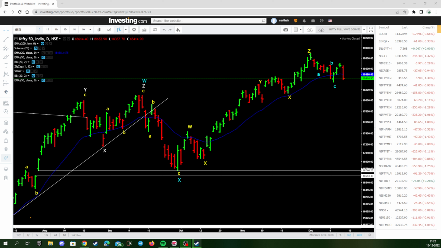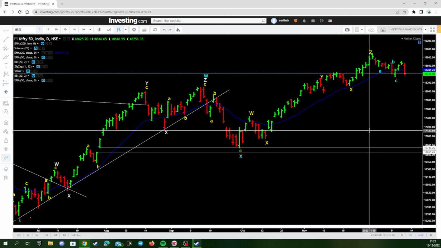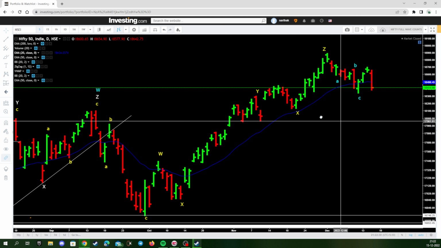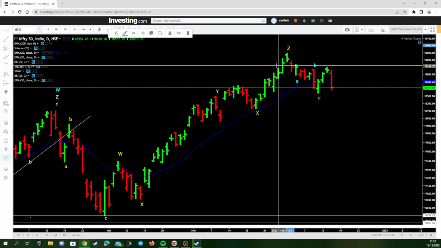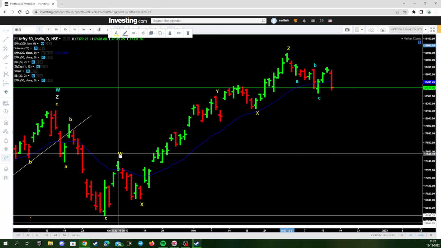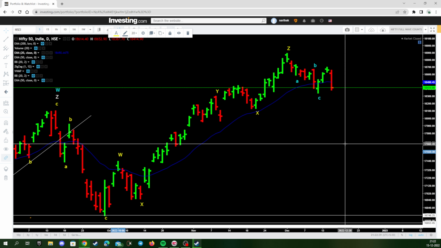Right now, I have this chart of Nifty 50, and this is a daily chart of the index. So, after today's price action, it becomes very much evident that we might have completed some sort of complex correction over here. And let me label that as WXYXZ.